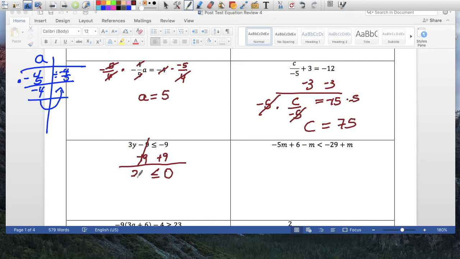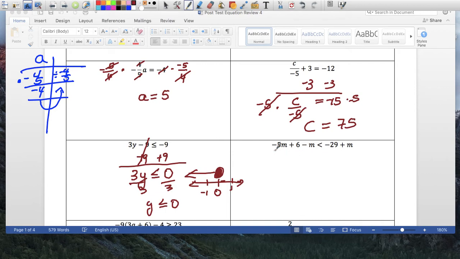This crosses out, 3y. 3y is less than or equal to 0, divide both sides by 3. Y is less than or equal to 0. 0 divided by 3 is 0. So this one you have to graph, right? 1, negative 1. Shade the 0, and we want numbers that are less than 0, which is that way.